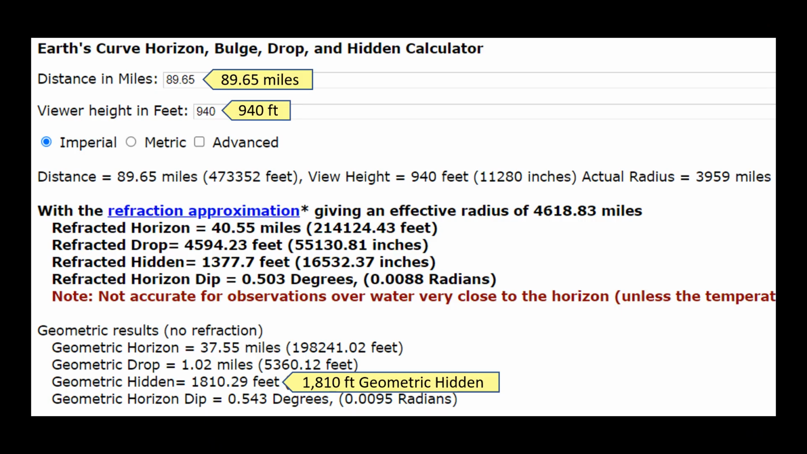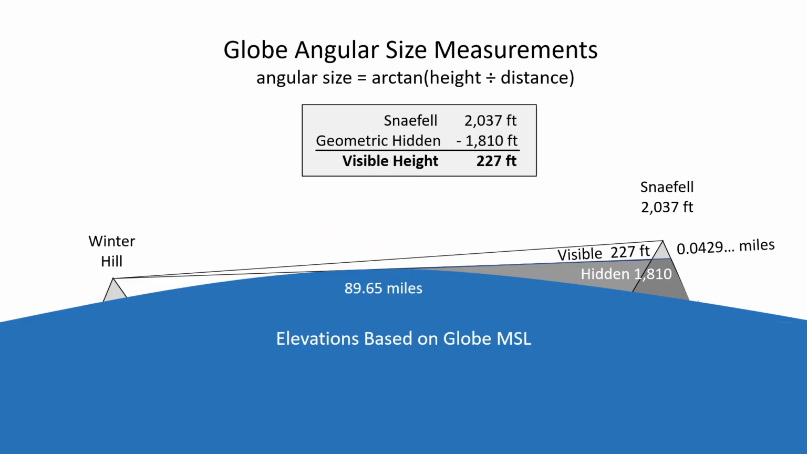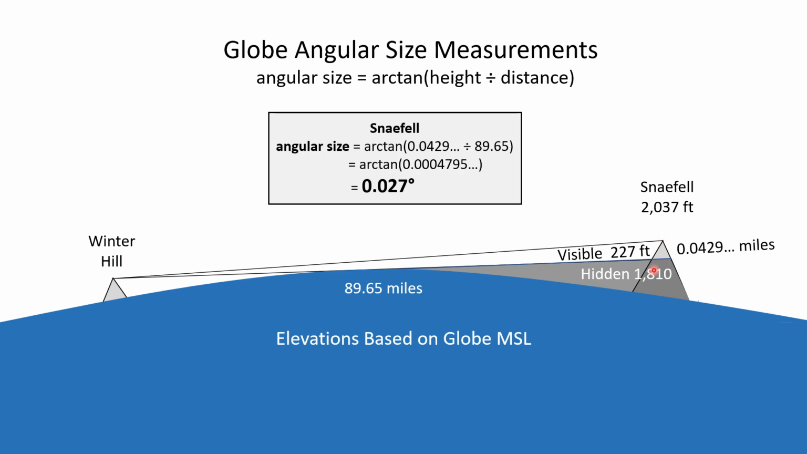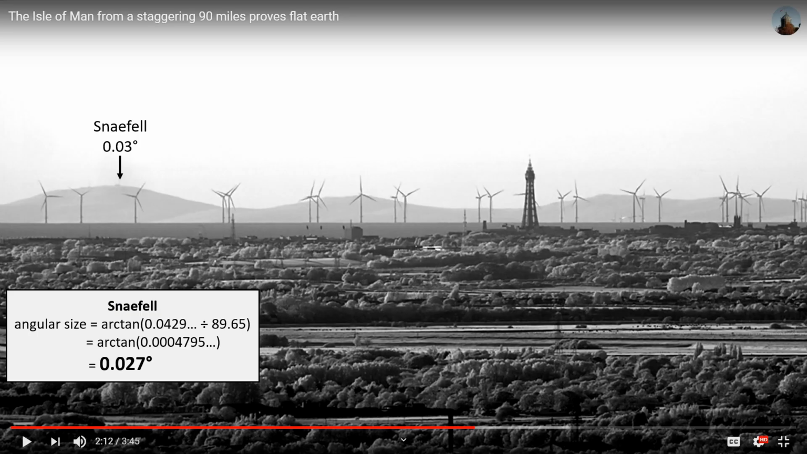And when I plug that distance into the curvature calculator, I get a slightly larger geometric hidden of 1,810 feet. And when I subtract that from Snaefell's elevation of 2,037 feet, we have 227 feet that would be visible. So this is the triangle formed by that 227 feet of visible, and when I do an angular size calculation, we get 0.027 degrees. So I'm just going to round that up to 0.03 degrees.